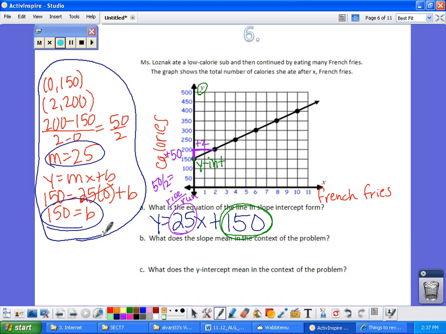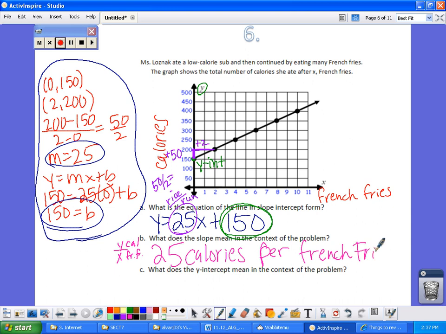What does the slope mean in the context of this problem? Alright, so I know, looking at it, that my slope is 25. Remember that it comes from the y values over the x values. This y measured calories and the x measured French fries. So this must be 25 calories per French fry. Alright. We don't usually do just one French fry, but what does the y-intercept mean in the context of this problem?